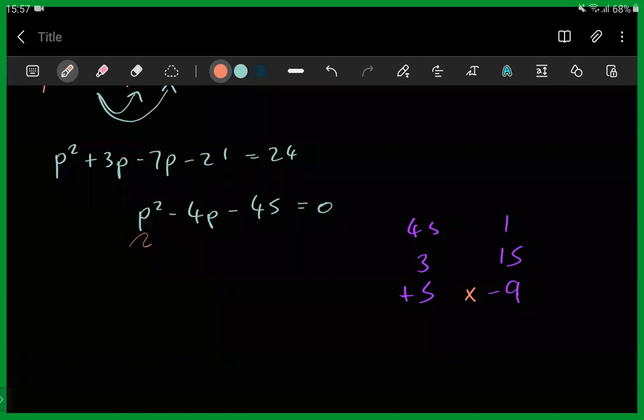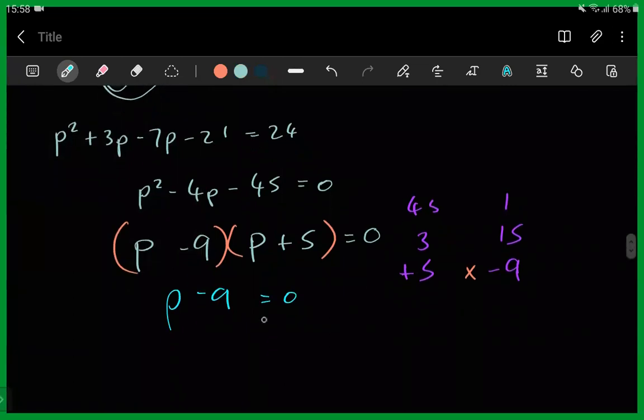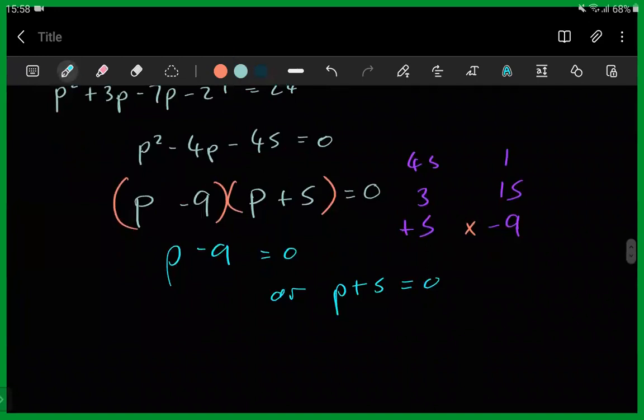So we'll be able to say one bracket multiplied by another. We need a negative 9 here and a positive 5. And then we have p and p. This is equal to 0. You see. And then obviously we know that this is just p minus 9 equal to 0, or p plus 5 equal to 0. And then the negative 9 goes over to the other side, it's a plus 9. 5 goes to the other side, it's a minus 5. Right?